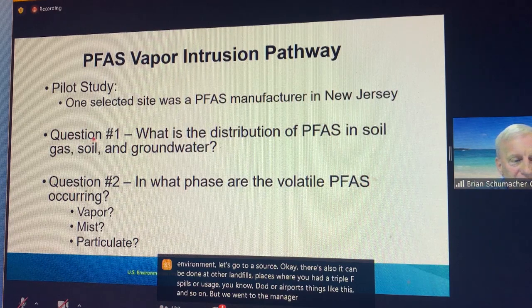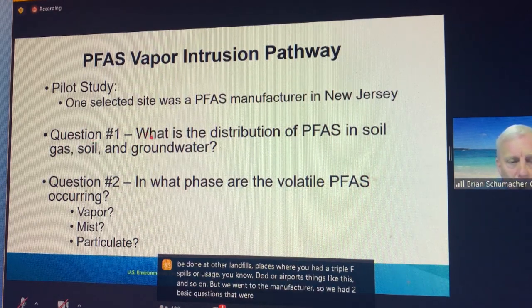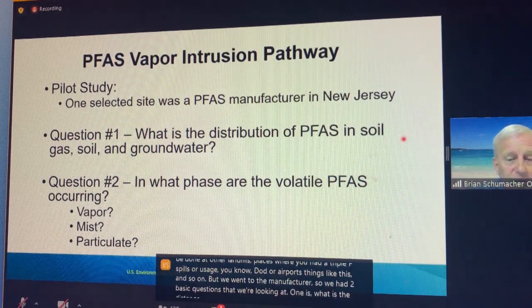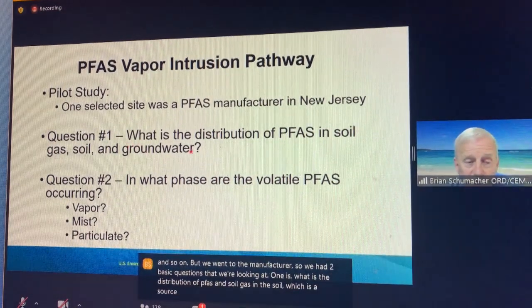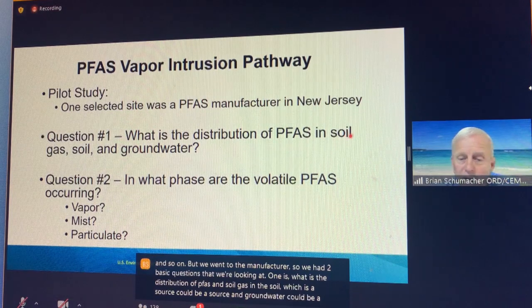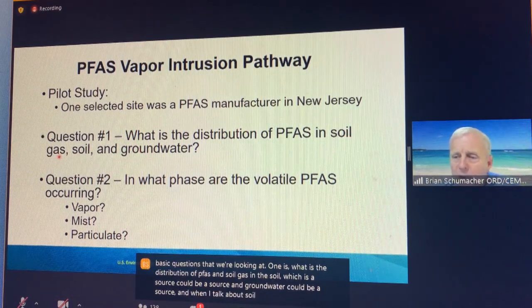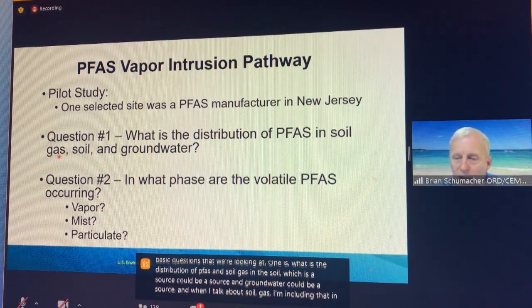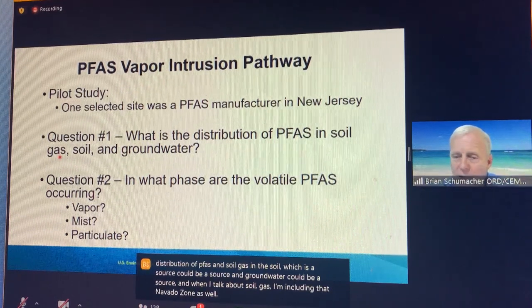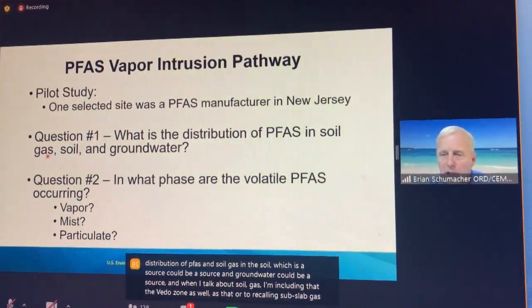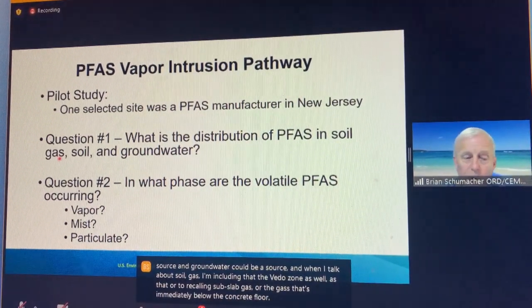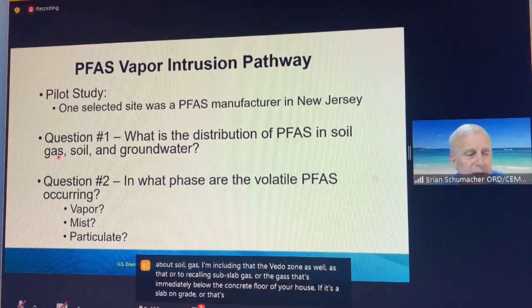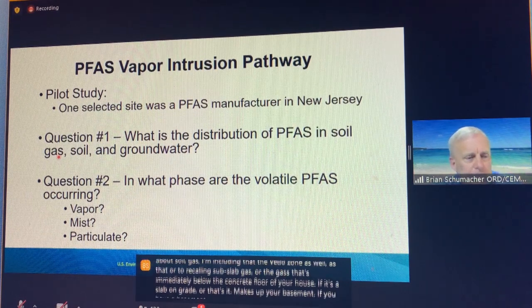So we had two basic questions that we're looking at. One is, what is the distribution of PFAS in soil gas? In the soil, which could be a source, and groundwater could be a source. And when I talk about soil gas, I'm including that in the vadose zone, as well as what we're calling subslab gas, or the gas that's immediately below the concrete floor of your house, if it's a slab on grade, or it makes up your basement, if you have a basement type construction.